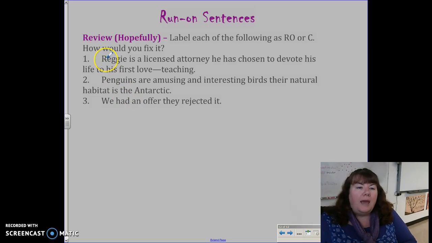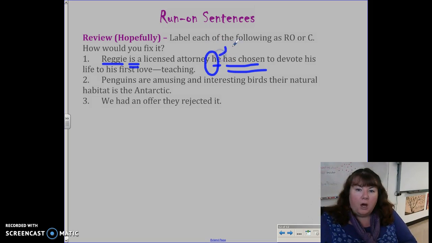Okay, looking at the first one: Reggie is a licensed attorney. He has chosen to devote his life to his first love, teaching. If we're looking for subjects and verbs, we have a subject, we have a verb, we have a subject, we have a verb. Now, there's something missing here, because yes, there are two independent clauses, so yes, they need to be joined, but they're not joined properly. So it just continues. Here in between the two, we need to put something to join them.